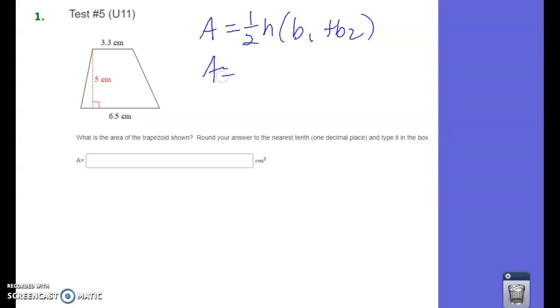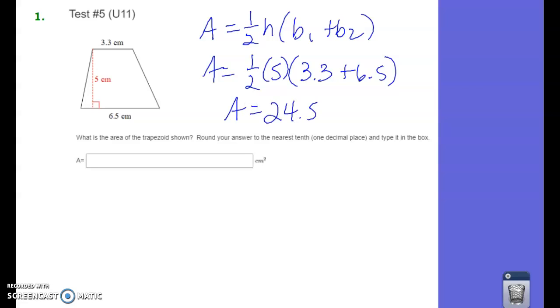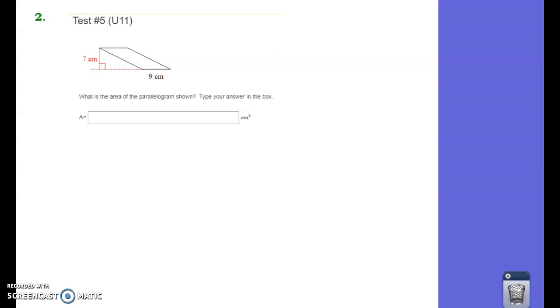So now, all we're doing is plugging in values. The height is 5, base 1 and base 2, interchangeable, doesn't matter which is which. So you throw that in your calculator, make sure you do order of operations properly, and you should get area equals exactly 24.5. It does say round your answer to the nearest tenth. This is the tenths place, this 5, so we don't have to do any rounding because it's an exact answer, and type it in the box. This test is checking to make sure you can round as well.